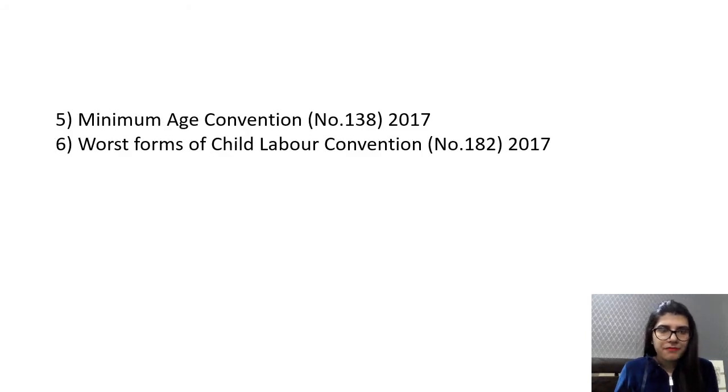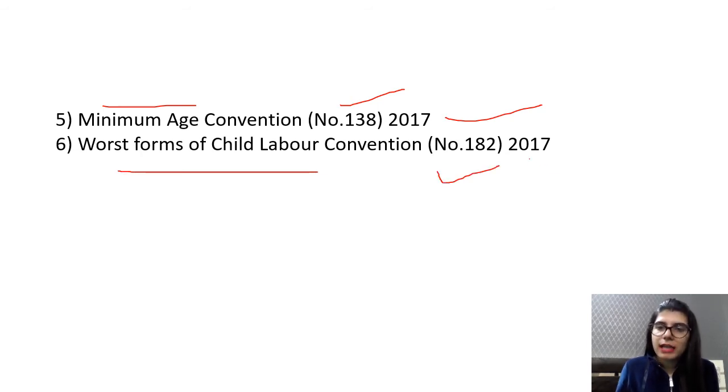Now comes the fifth convention, the Minimum Age Convention, which is Convention number 138, and it was adopted by India in 2017. Then the Worst Forms of Child Labor Convention, Convention number 182, was also adopted by India in the year 2017. So these are among the latest ones adopted by India recently, because 2017 we can obviously call recent, right? Just remember the numbers and the years. So 6 conventions are done which have been ratified by India.